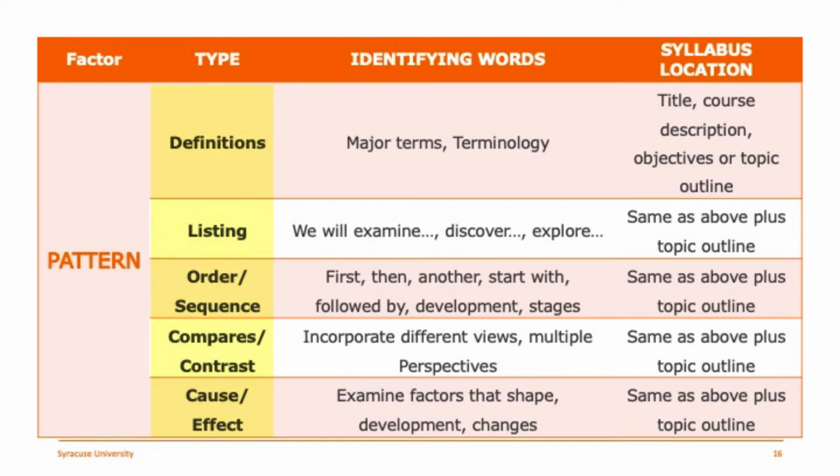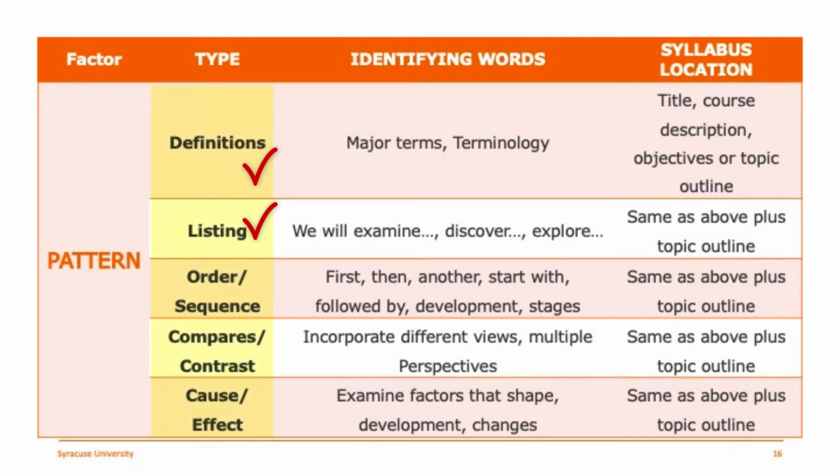There are 5 types of patterns. First, there's definition. Courses that emphasize the technical terms, names of events, people, theories of the discipline. This is all typical of the majority of introductory courses. The second pattern is listing.